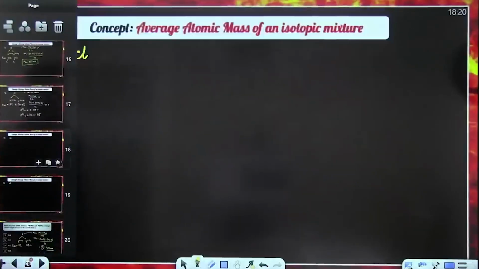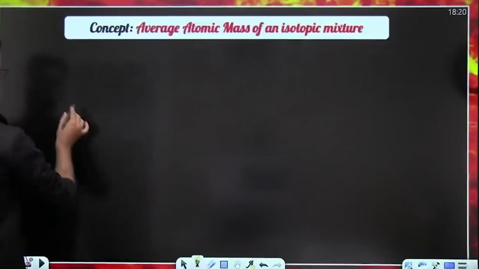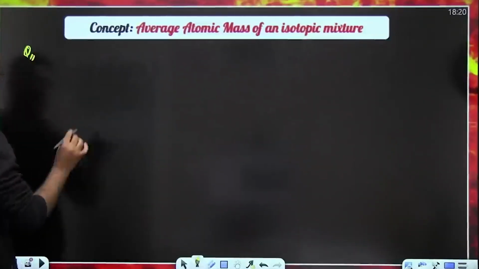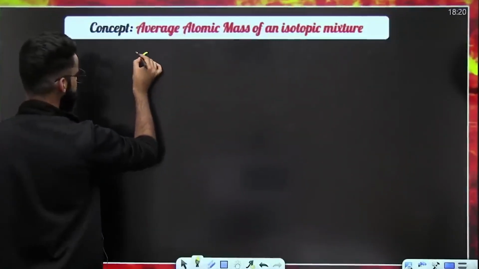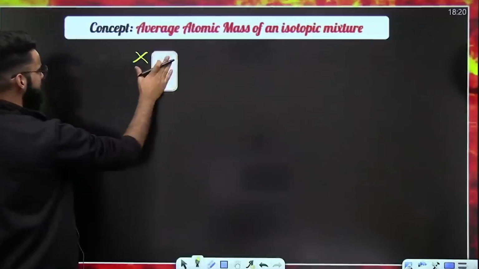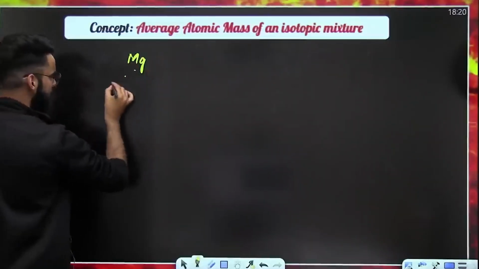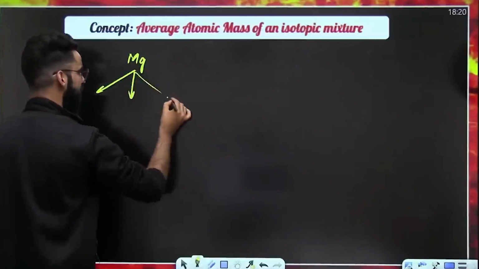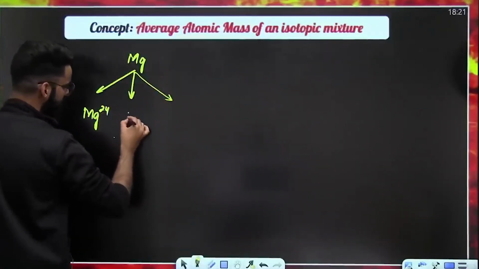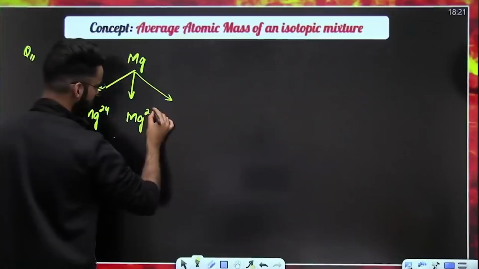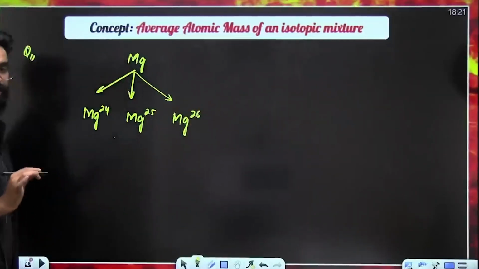All right. One more question which I'm giving you. Let me see if you can solve this question or not. The question is, we have got the element magnesium. Magnesium, for example, has three isotopes: Mg24, Mg25, and Mg26. These are the three isotopes of magnesium.